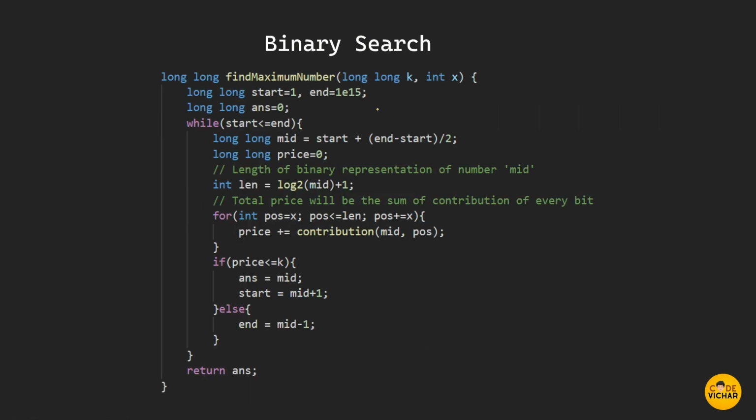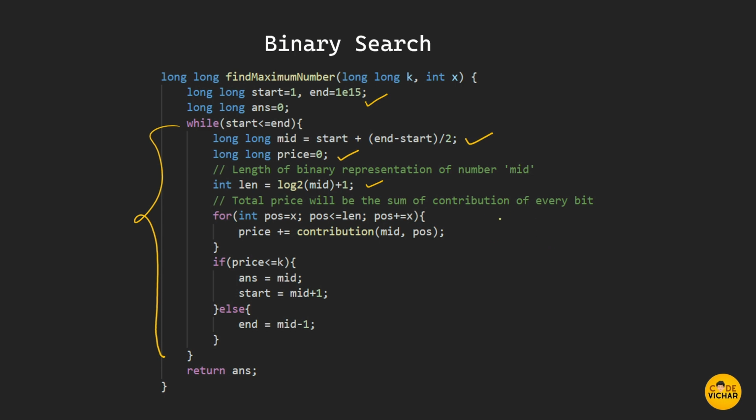So what we are doing: we have taken two variables, start and end, and we are proceeding with the binary search approach. Then we calculate the mid value, and we also take a price variable which will store the price of a particular element, which is here mid, and the length variable will store the length of the binary representation of the number mid.